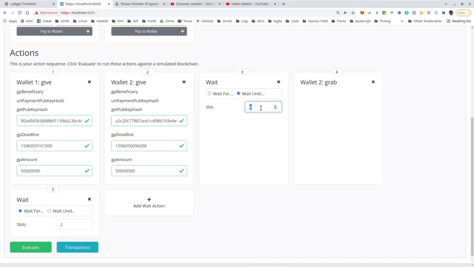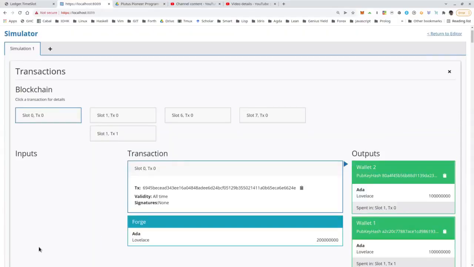So if I wait until slot 6 and then do a grab by wallet 2, it should be able to get both gifts. This one back and that one. And just to be safe, I wait for another 2 slots. Let's see what happens. It seems to have worked.